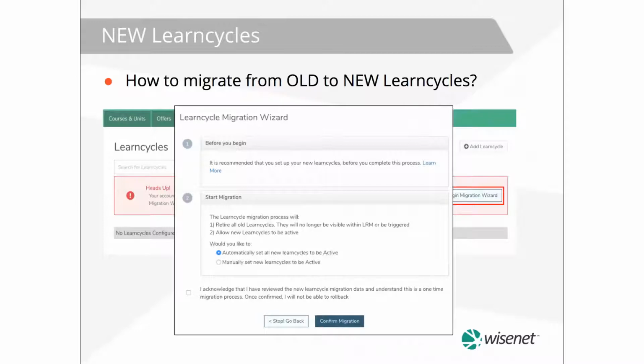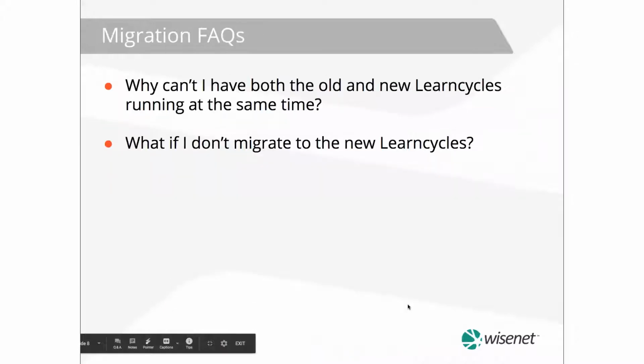So let's take an example that you've already created your new learn cycle. In that case, you can always just click on I've acknowledged that and I've created and reviewed everything, and you just confirm the migration. And as I said, we'll go into detail about the migration when I go into WiseNet and show you how this works. But for now, I'm just going to continue to talk more about the learn cycle features itself.